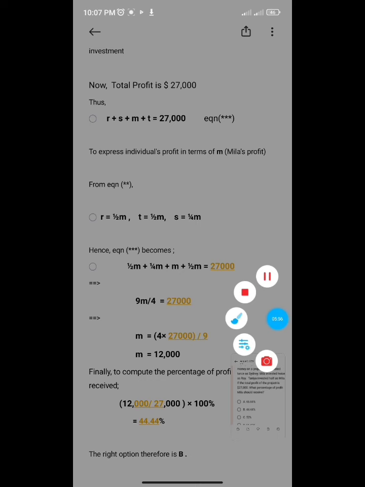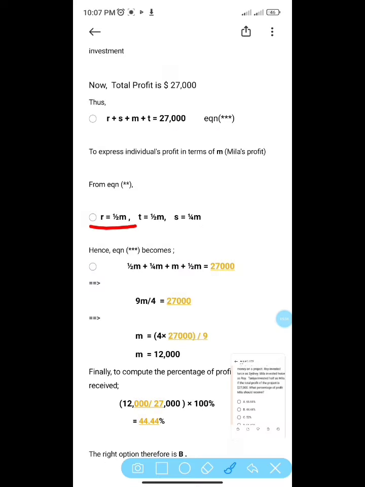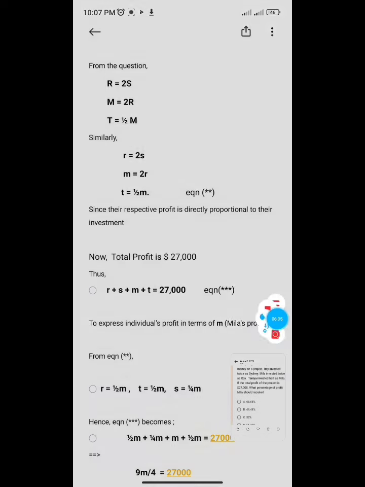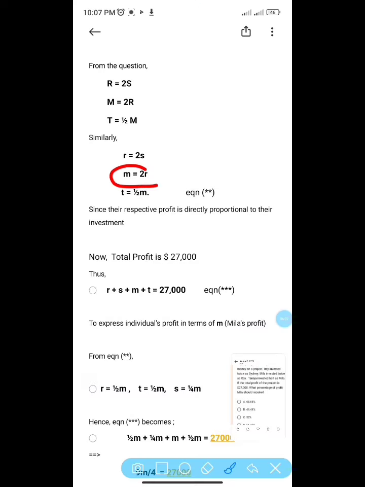We said R equals 1 over 2M. How do we get this? So we have to go back to equation 2, right? See this. From this, M equals 2R. You make R the subject of your formula. That is M divided by 2. You have R equals 1 over 2M. So that explains what we are having here. The same thing, we have this already, T equals 1 over 2M. So that explains why we have T equals 1 over 2M.